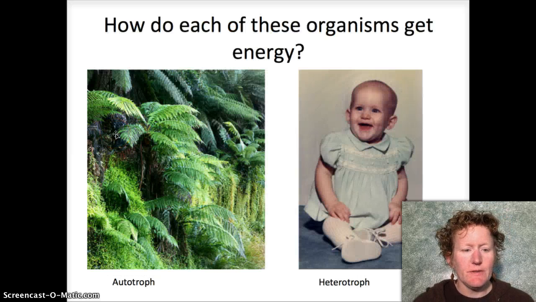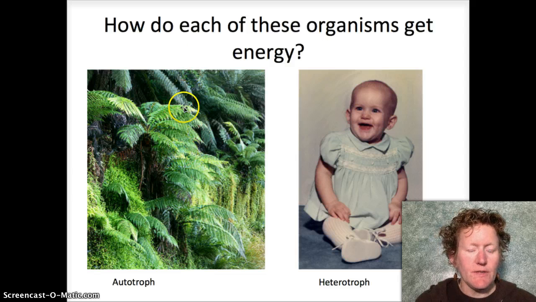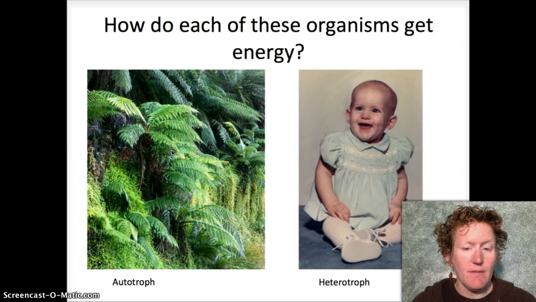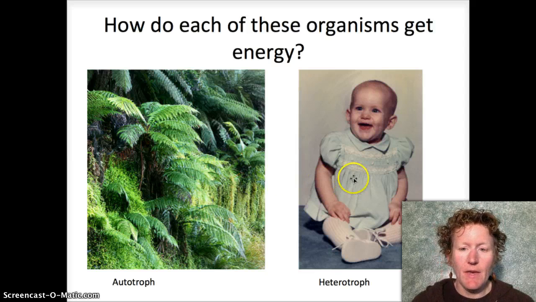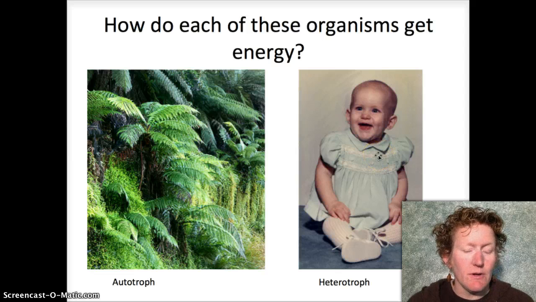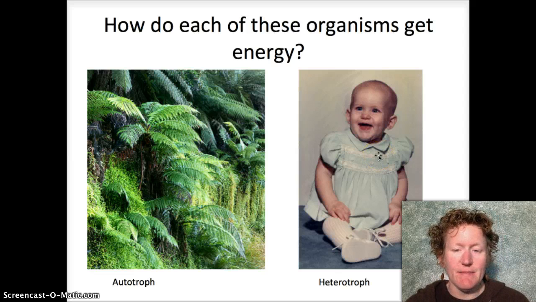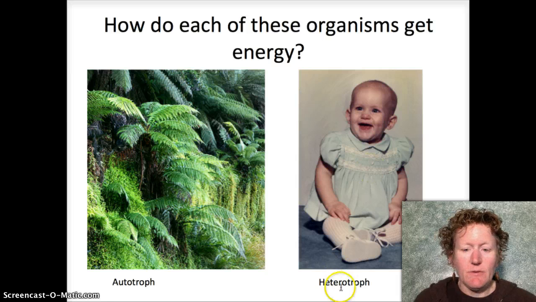Let's talk about the difference between autotrophs and heterotrophs. Autotrophs means self-feeding, like plants. They make their own food using carbon dioxide and water. Where we are heterotrophs, we have to go out and find something to eat. Heterotroph means different eating, not self-feeding.